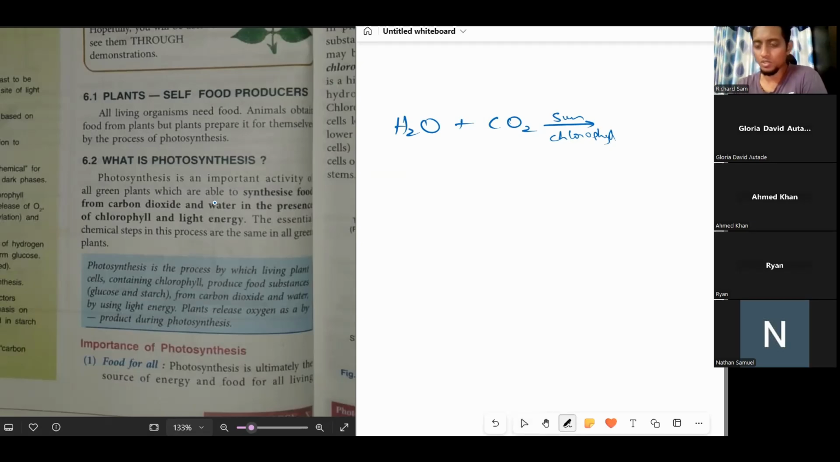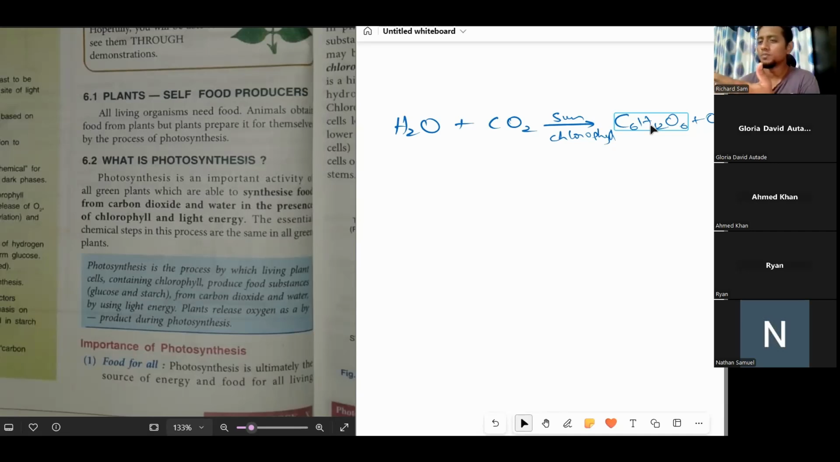All right, so this produces two products. What are the two products? Glucose and oxygen. So that is glucose, C6H12O6, and oxygen. So the glucose is used by the plant and most of it stays in the plant in the form of... what does this glucose get converted into? It doesn't stay in the form of glucose. It gets converted to another form and then it is stored. Starch. Okay, so it's stored in the plant.